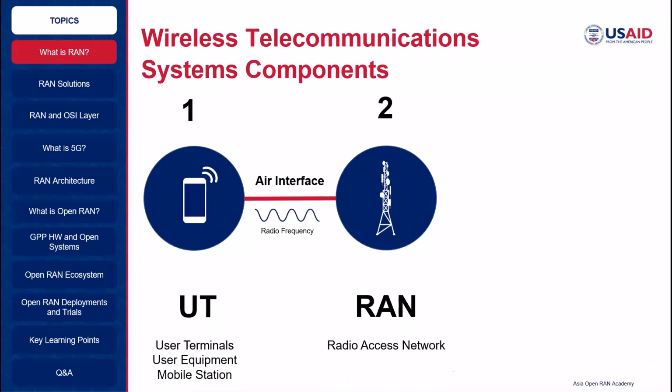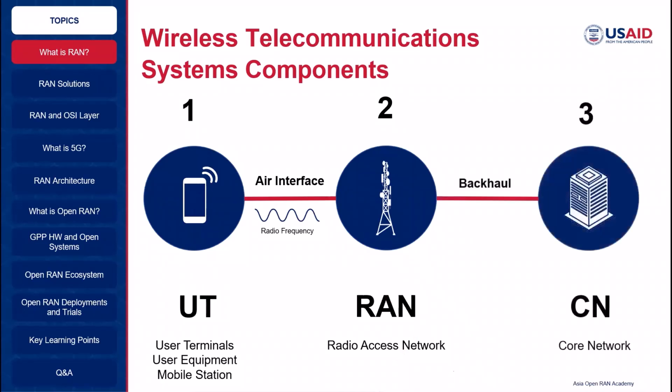Okay. So this is connected by the radio access network, and the radio access network is connected to our core network through a backhaul network. So the backhaul network could be a microwave, a fiber optic, or via satellite.